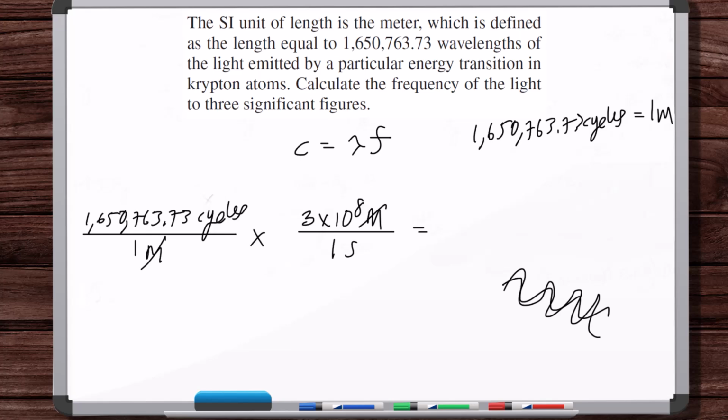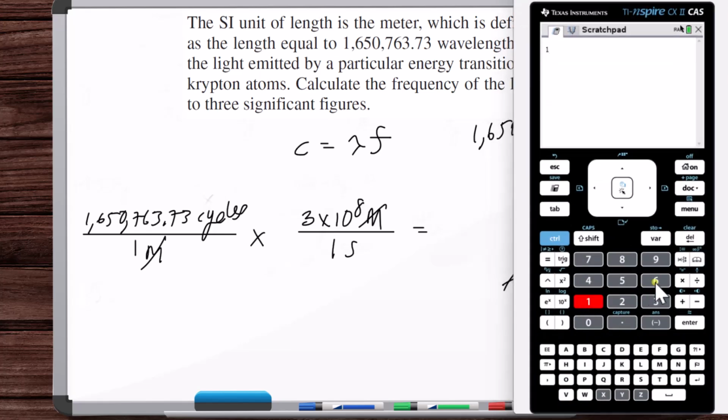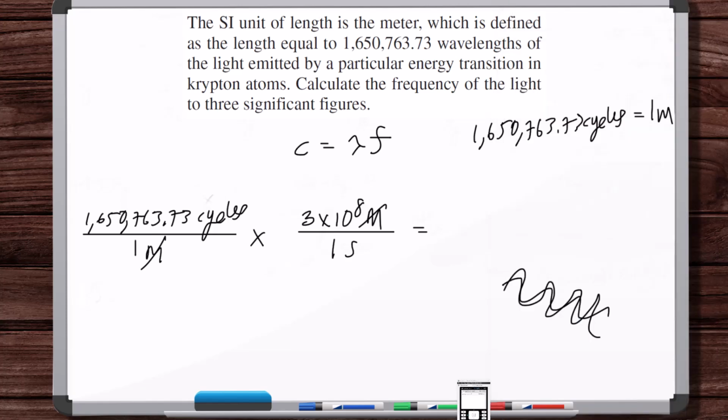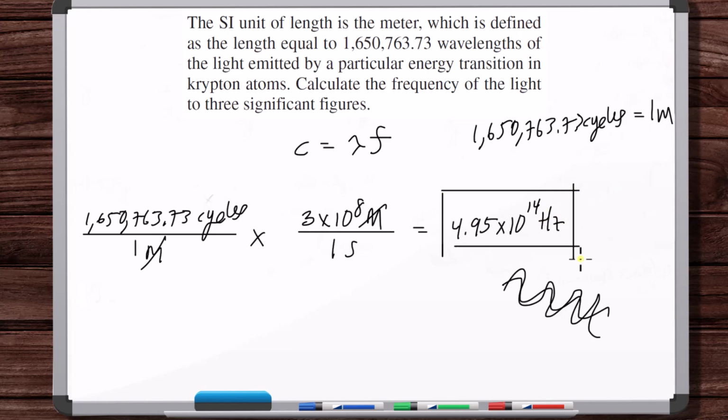So we've got 1,650,763.73 times 3 times 10 to the 8th. 4.95 times 10 to the 14th Hertz. There we go.